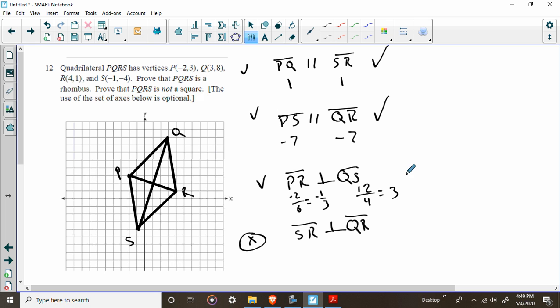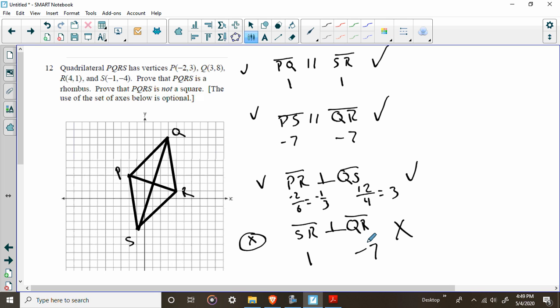Okay, and the last thing which we want to be false is SR perpendicular to QR. Well, SR, we said, has a slope of 1. We set that up here. QR has a slope of -7. So no, they are not perpendicular. These are not negative reciprocal slopes, okay?